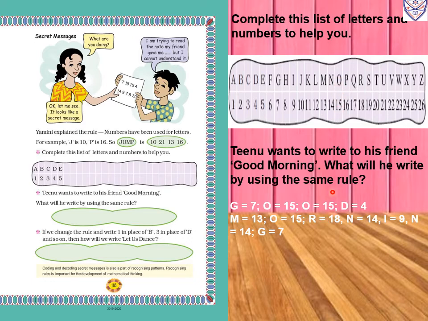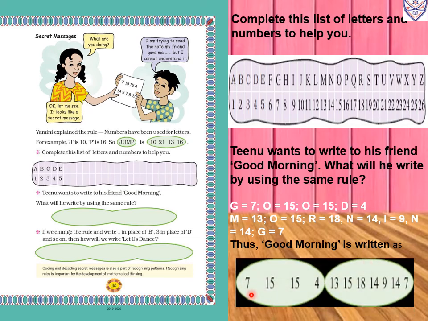Then O we will write 15. Then R we will write 18. Then for N we will write 14. Then for I we will write 9. Then for N we will write 14. Then for G we will write 7. So thus good morning is written as 7, 15, 15, 4 means good. Then morning 13, 15, 18, 14, 9, 14, 7. So this way good morning is written in numbers.